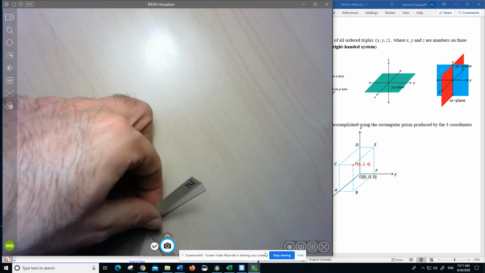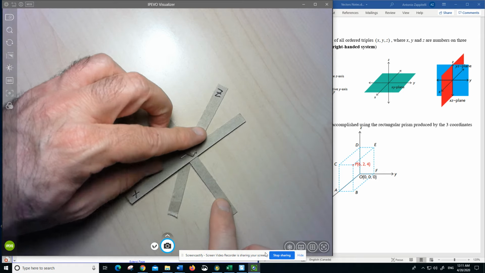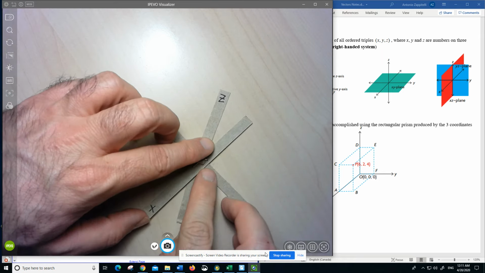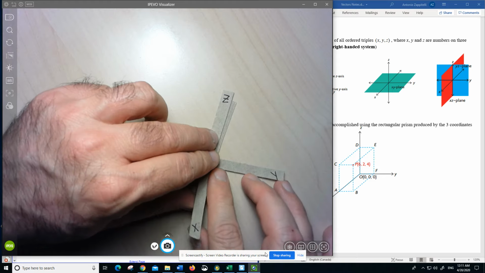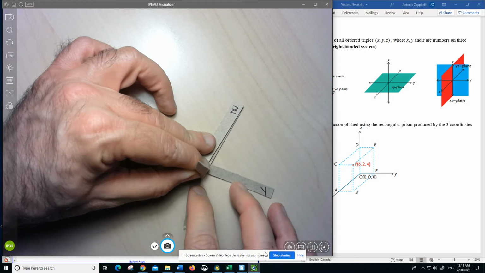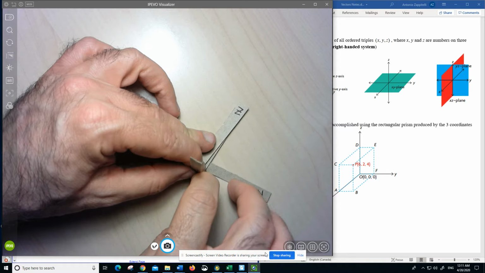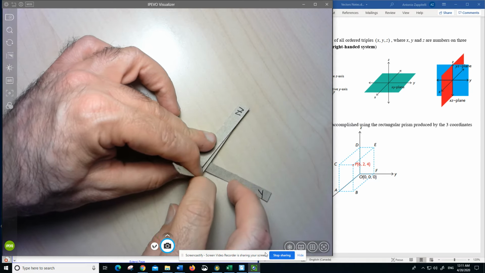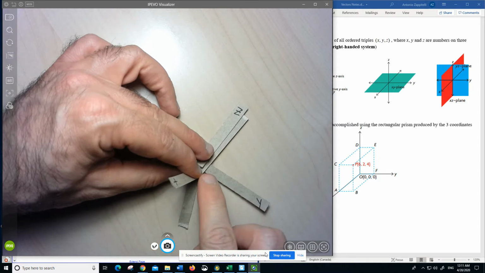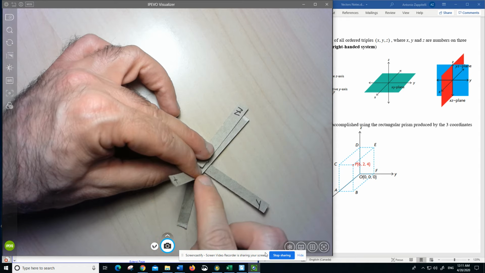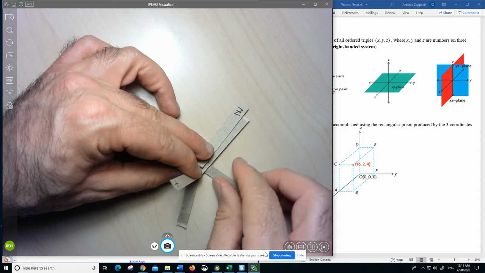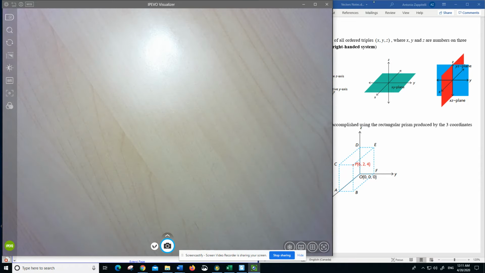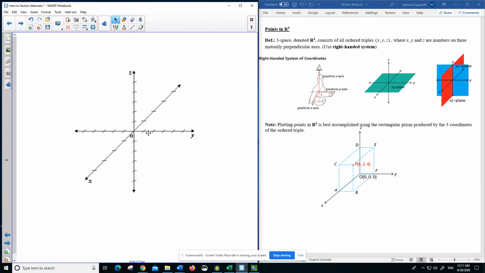is the y and z axes, okay, try to make them perpendicular to each other, and the x-axis is sticking out, okay? So this is what we're trying to represent. So we use that angle on our diagram to show the x-axis coming out, and then the y-axis, and then the z-axis. So that's what we're trying to represent with this diagram here, okay?